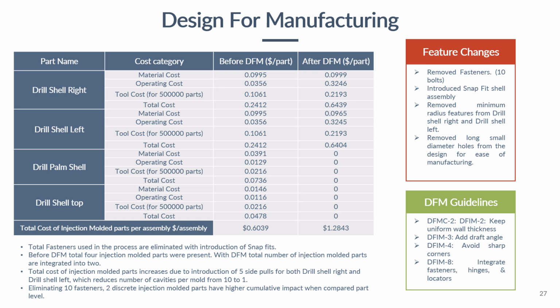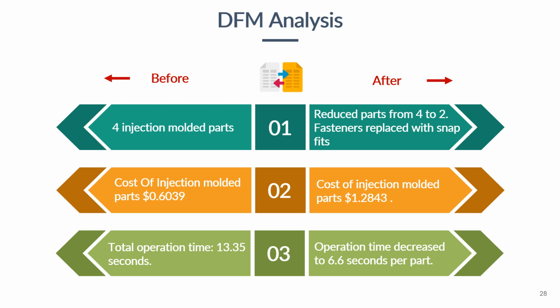The DfM guidelines utilized during the process are as follows. By consolidating the total number of injection molded parts from 4 to 2, we have achieved a design that is easier to manufacture and assemble, despite the increase in per part cost. This slide summarizes key improvements from DfM analysis for the drill shell assembly. These changes demonstrate effective use of DfM principles, balancing cost with improved performance, scalability, and streamlined manufacturing.